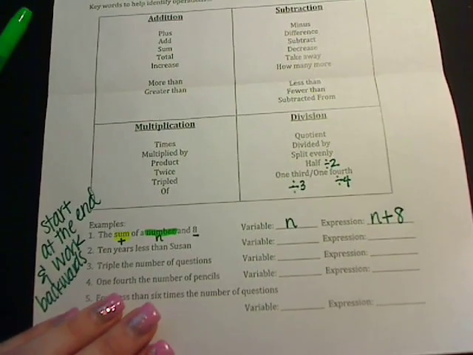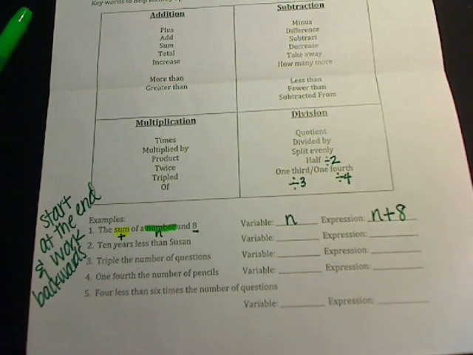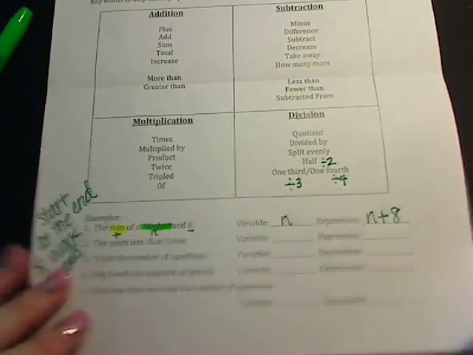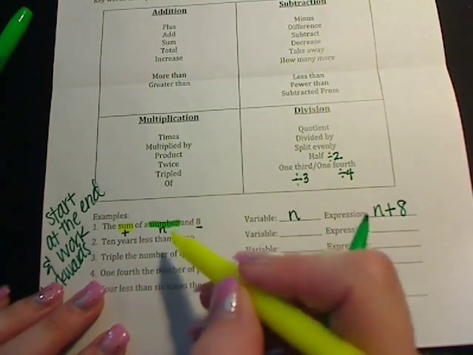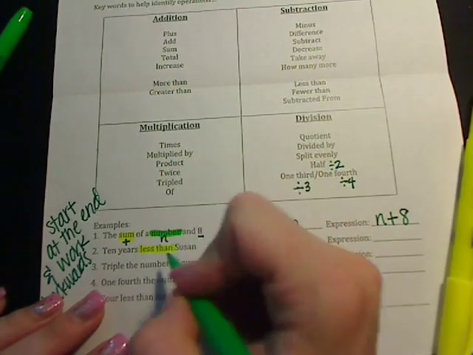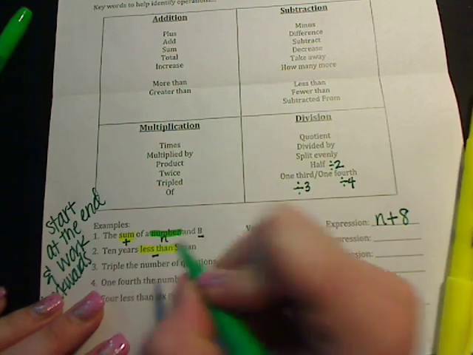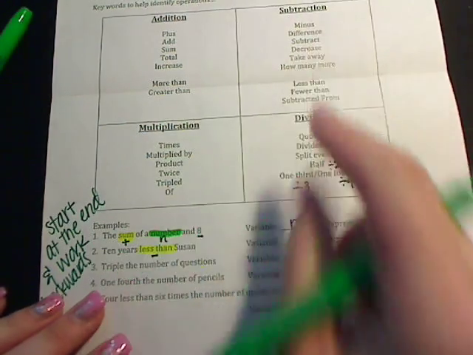Let's look at number 2. 10 years less than Susan. Okay, so let's look for a keyword that's going to help us figure out, am I adding, subtracting, multiplying, or dividing? That would be less than. All right, so that means to subtract. Less than is subtract. Less than, subtraction.